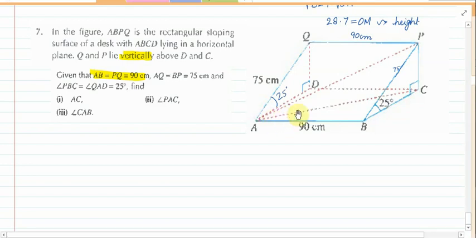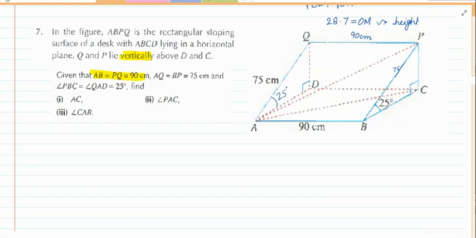Now the value of AC is this one, right? How are we going to find the value of AC? First try it by yourself. There is more than one possible way that we can find the value of AC.